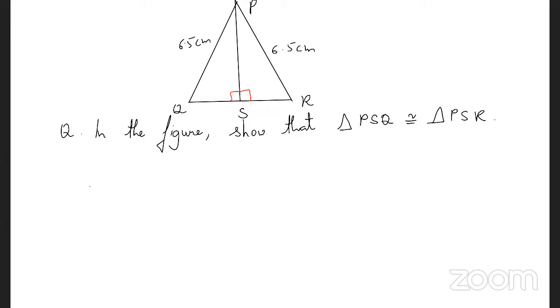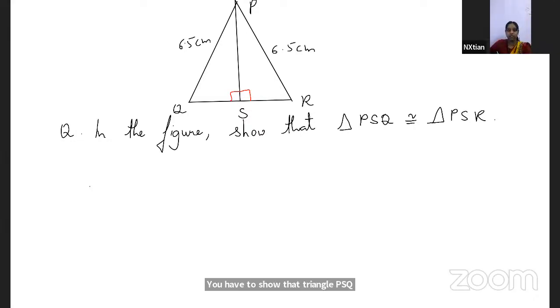You have to show that triangle PSQ is congruent to triangle PSR.